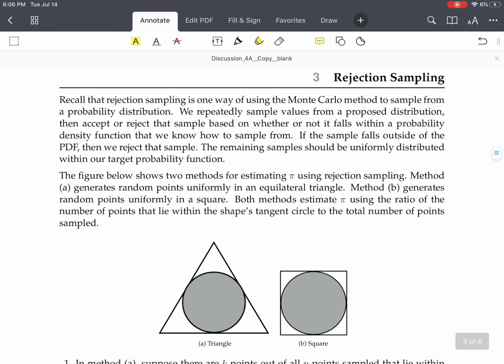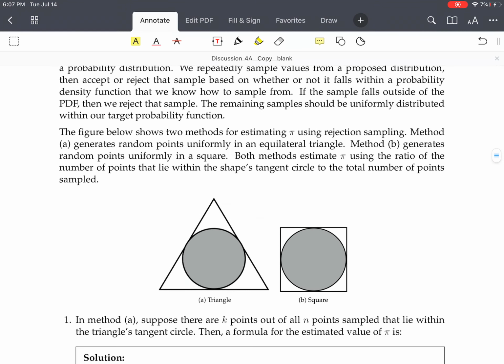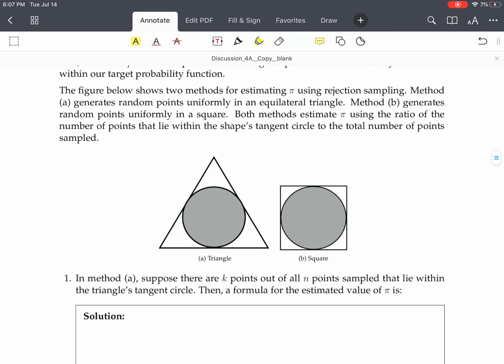Okay, next up, we're going to look at rejection sampling. So rejection sampling is one way of using the Monte Carlo method to sample from a probability distribution. So we repeatedly sample values from a proposed distribution and then accept or reject based on whether it falls within a certain range or PDF that we know to sample from. So if a sample falls outside, we reject. Inside, we accept. That's how it works.